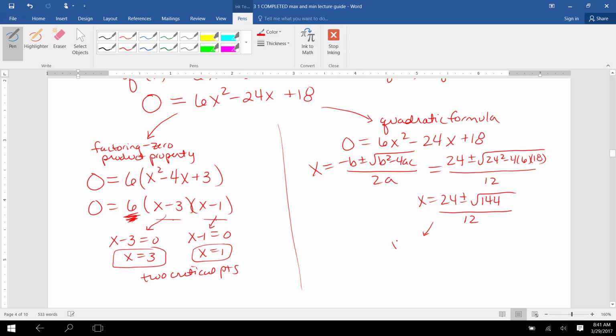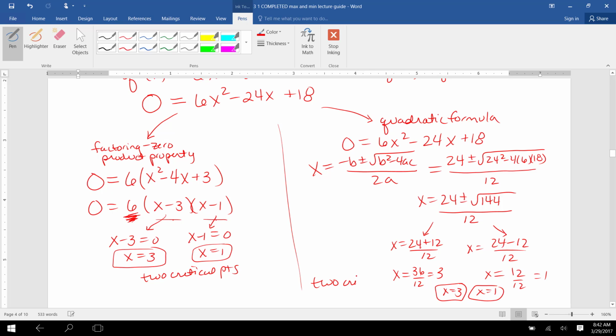That breaks down to 24 plus 12 over 12, or 24 minus 12 over 12. This one is 36 over 12, which is 3. And this one's 12 over 12, which is 1. So again, we get the same answers. X is 3, x is 1. There are exactly 2 critical points, 2 x values that make f prime of x equal to 0.